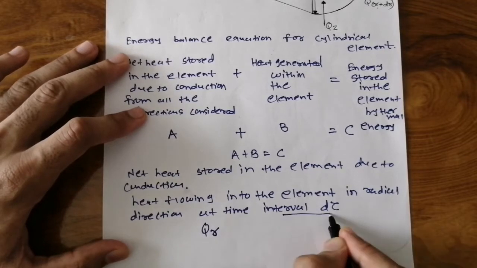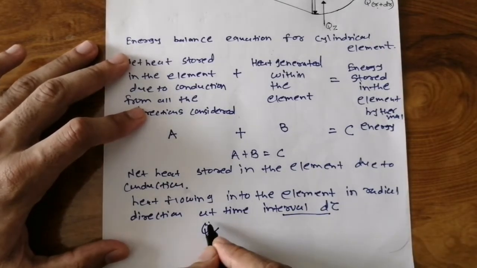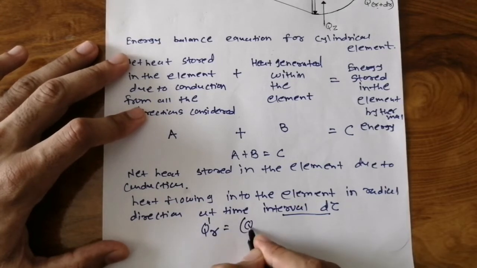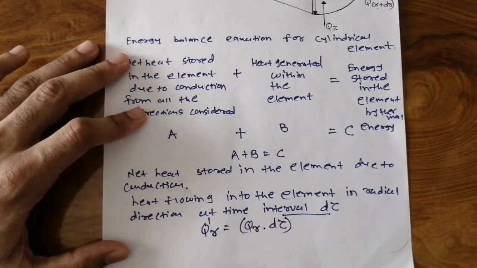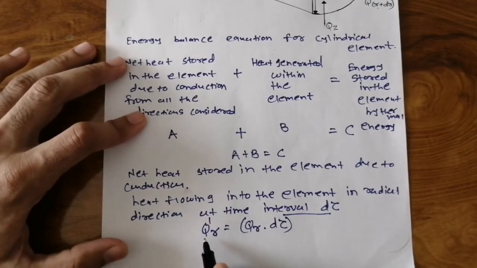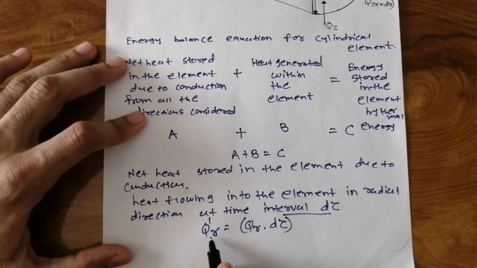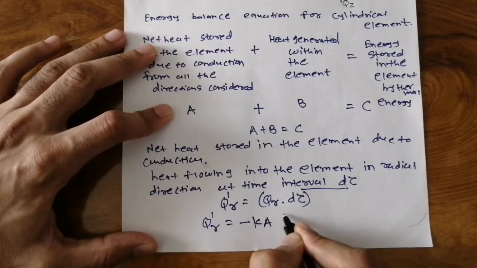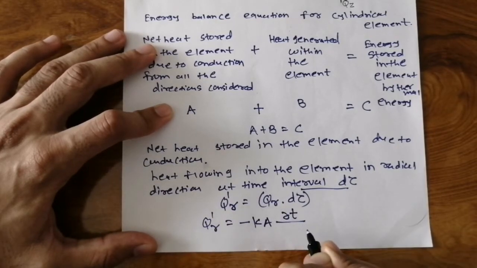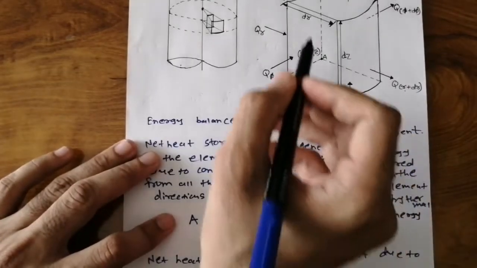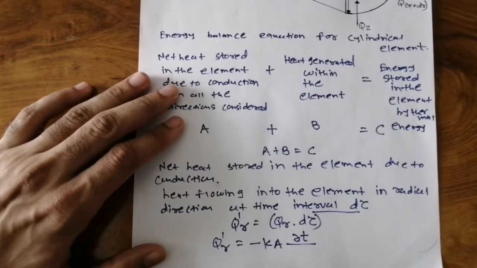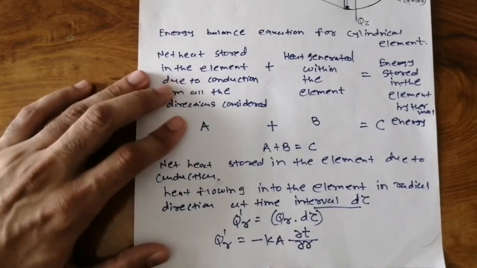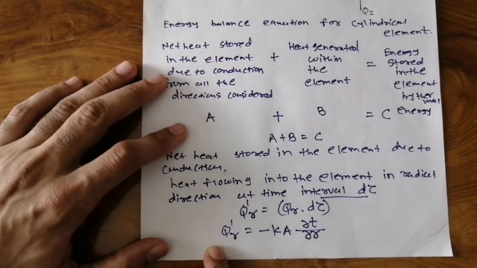Okay, but in the form of the time interval it will be considered. So I should write Q dash R is equal to QR into d tau. That is indicated rate of heat flowing into element in radial direction per unit time. Okay, so Q dash R is equal to, according to Fourier law of conduction, minus K A del T by del X normally, but here the radial direction thickness is dr, so we should write del T by del R. That is the Fourier law of conduction.